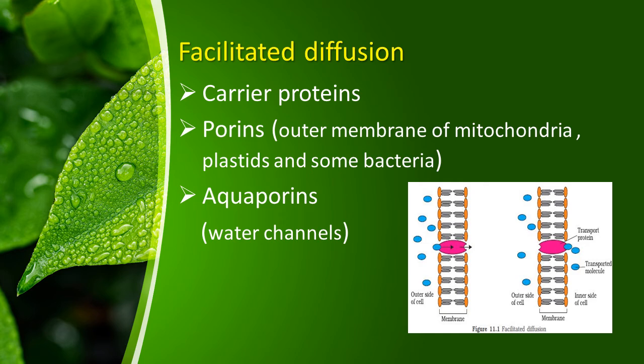Proteins form channels in the membranes for molecules to pass through. There are proteins that form huge pores in the outer membranes of plastids, mitochondria, and some bacteria. These are called porins. Another type of proteins are called aquaporins. Aqua means water. They allow the water to pass through. These are also called water channels.